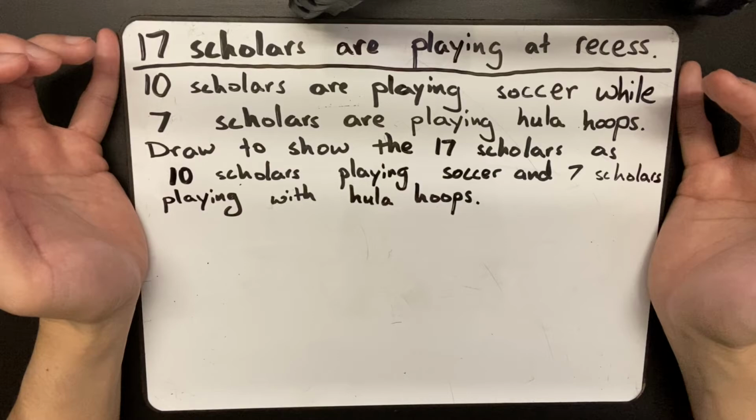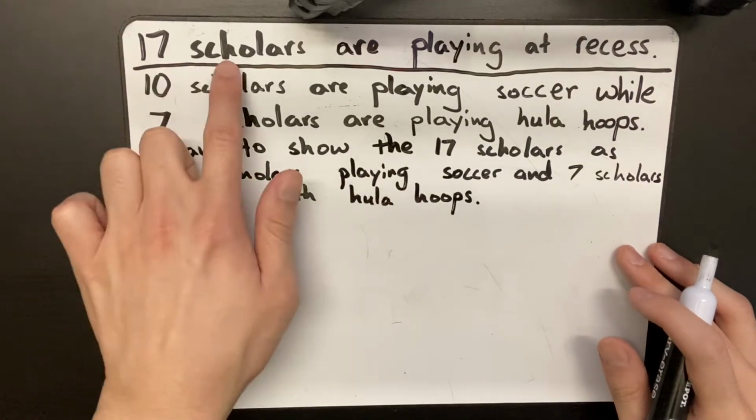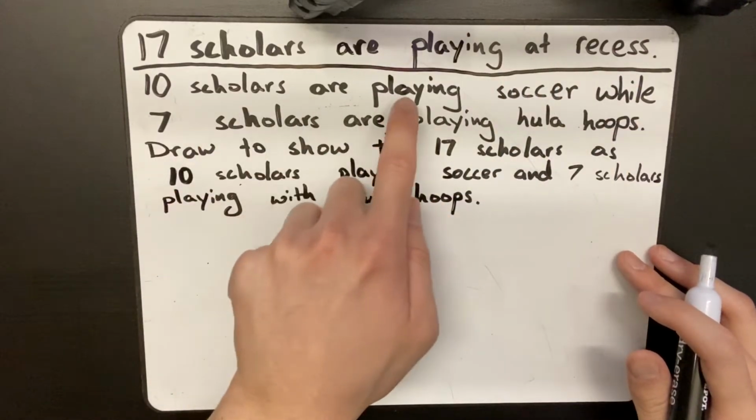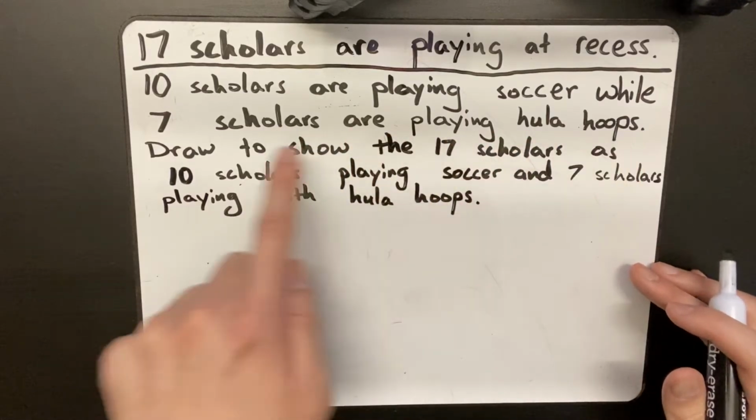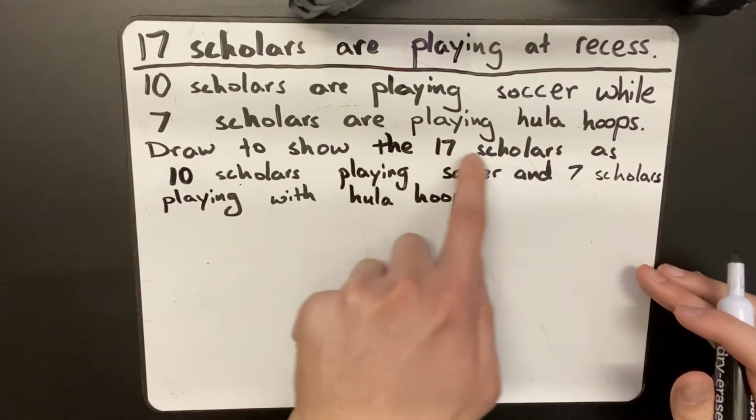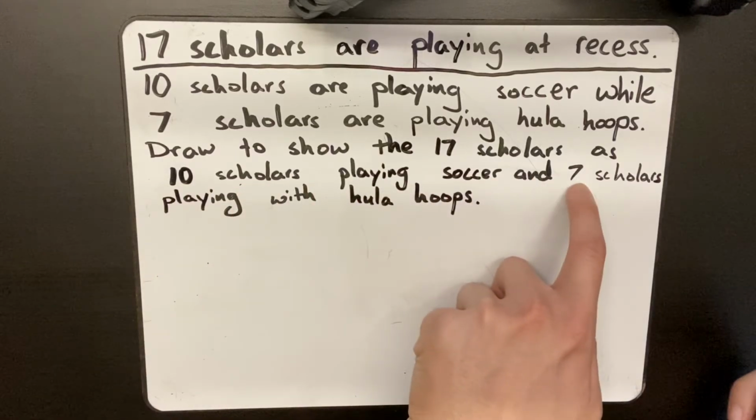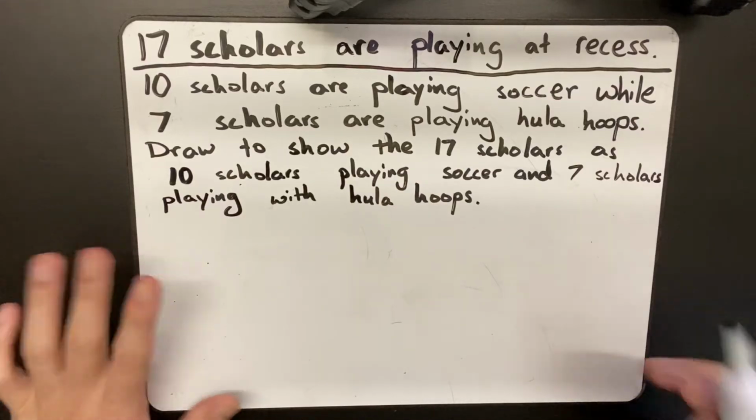Okay, so I'm going to do it now together. Let's read the question again. 17 scholars are playing at recess. 10 scholars are playing soccer, while 7 scholars are playing hula hoops. Draw to show the 17 scholars as 10 scholars playing soccer and 7 scholars playing with hula hoops. Okay, I need to remember all that. Wow, that was a lot.